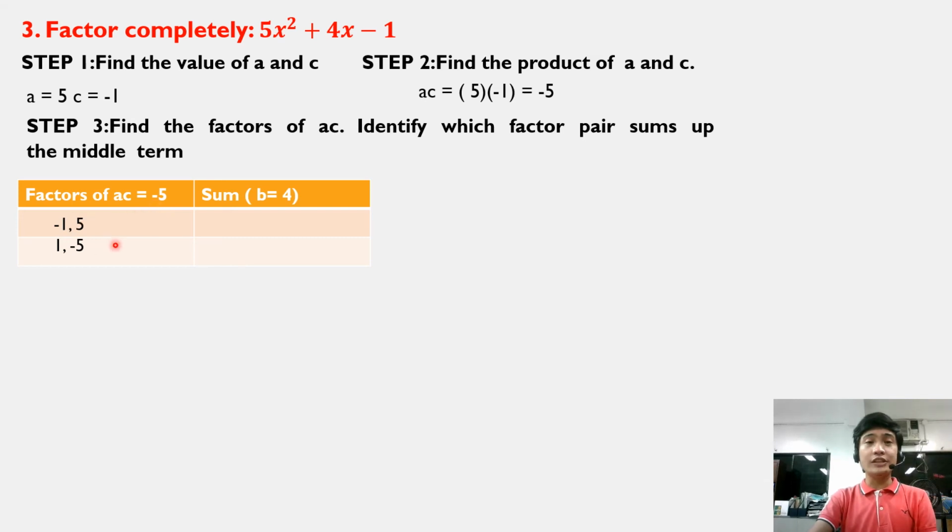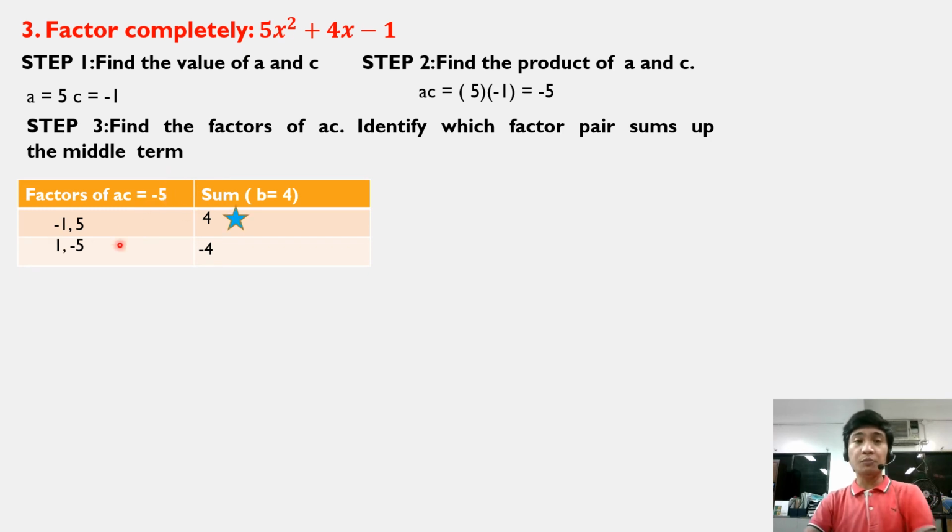Now, let's get their sum respectively. Negative 1 plus 5, that's positive 4. Okay? And then 1 plus negative 5, that's negative 4. But then, may isa pang sinasabi yung ating step number 3, which states there that identify which factor pair sums up the middle term. Kailangan po nating i-identify yung dalawang numero na pa pinag-multiply natin lalabas negative 5. Pero pa pinag-add natin lalabas positive 4.